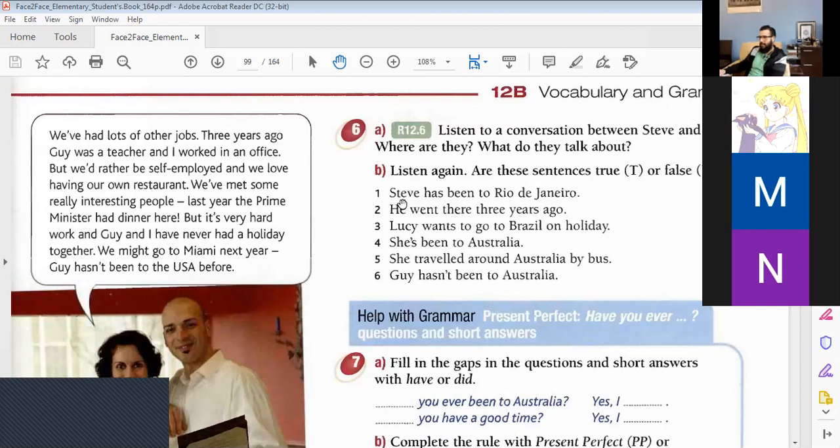Okay, now before we listen again, I want you to tell me if it's true or false in part B here. Okay. So number 1 here, Steve has been to Rio de Janeiro. Is this true or false? True. Okay. He went there 3 years ago. I think false. Okay, Manal thinks false. 4 to 5, I think. Okay, what about number 3? Lucy wants to go to Brazil on holiday. False.